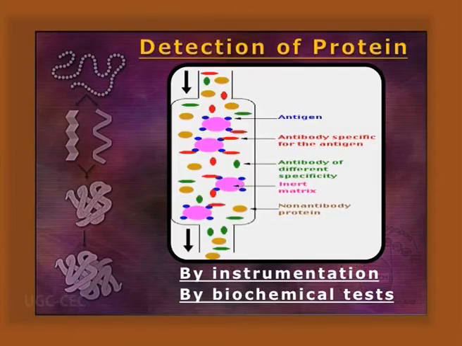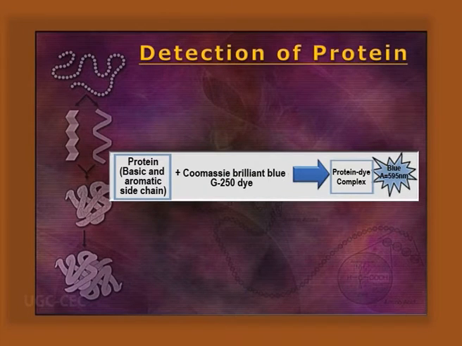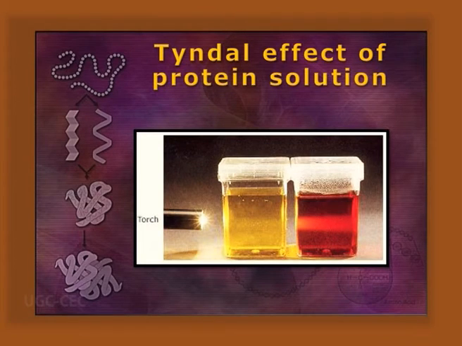The protein can be detected either by instrumentation like gel exclusion chromatography, dialysis, affinity chromatography, or by biochemical test as the Bradford method, where the color of Coomassie Brilliant Blue G250 is changed from 465 to 595 nanometer by reacting with the protein molecule. Let's talk about the physicochemical properties of the protein. The physical properties. The colloidal nature of the protein imparts the Tyndall effect.